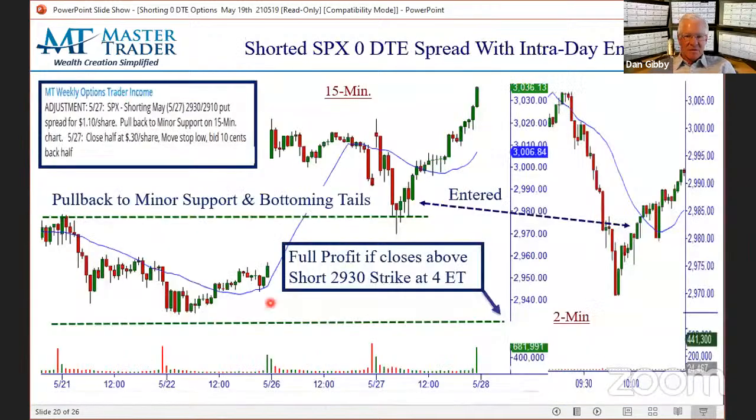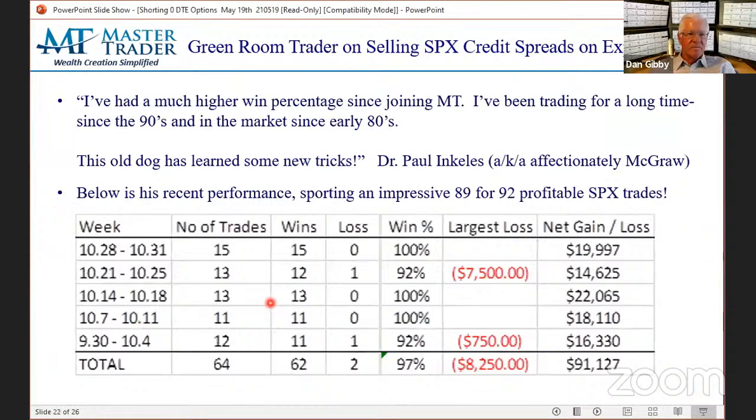And look at his success and some comments here. He loves SPX. He's the one that Greg mentioned did the SPX on spiders 0 DTE today. I've had a much higher percentage since joining Master Trader. I've been a long-time trader. This old dog has learned new tricks. I love that. And he sent me this many months ago, but still, check out his accuracy.